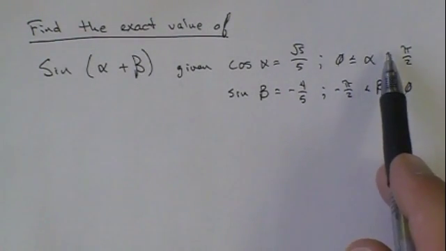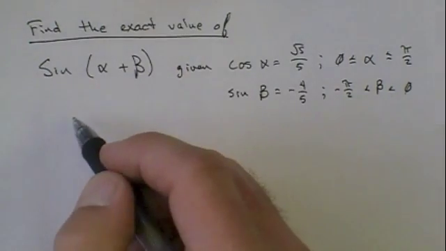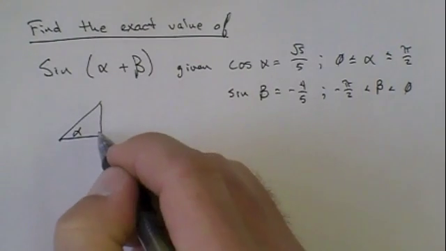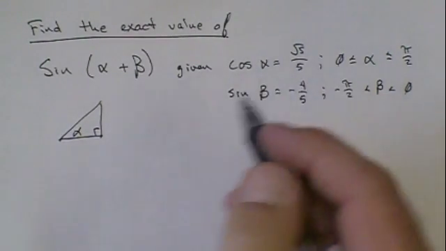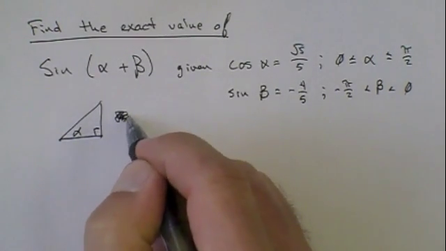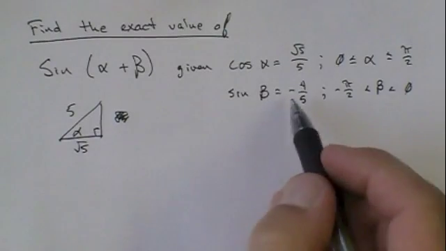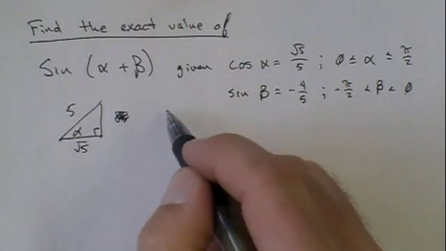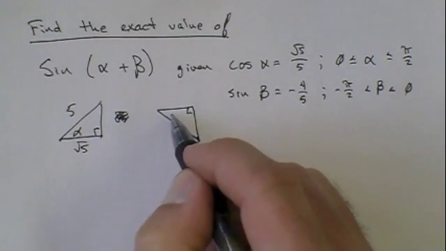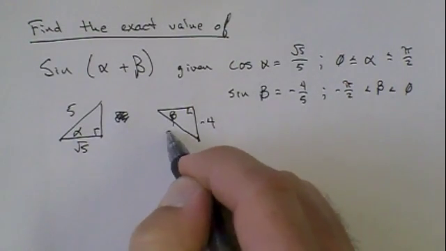So what we have is first quadrant, fourth quadrant, and what we want to do is draw ourselves a couple of triangles. So I have a triangle here in the first quadrant. So here's alpha, and its cosine is square root of 5 over 5. So that's going to make this side, that's our adjacent is square root of 5, and our hypotenuse is 5. And then here we have sine of beta in the fourth quadrant, so now that's our right triangle. That's giving us beta is this angle, and opposite is negative 4, hypotenuse is 5.